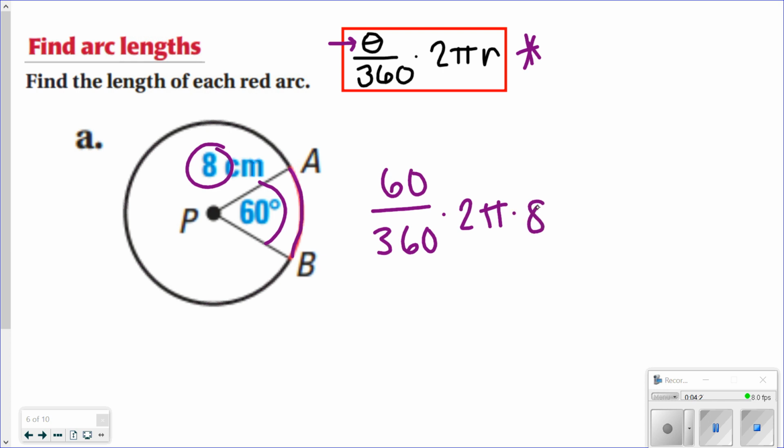Now we can just plug this right into our calculator, and we would get approximately 8.38.